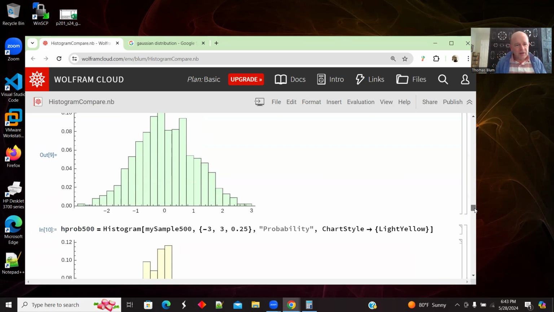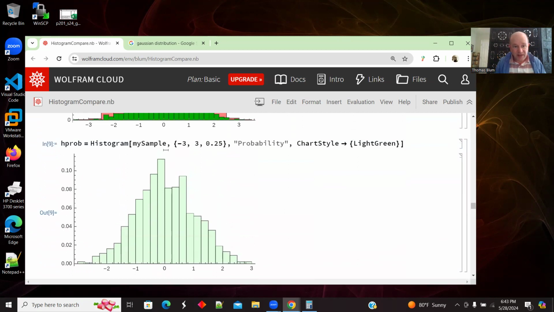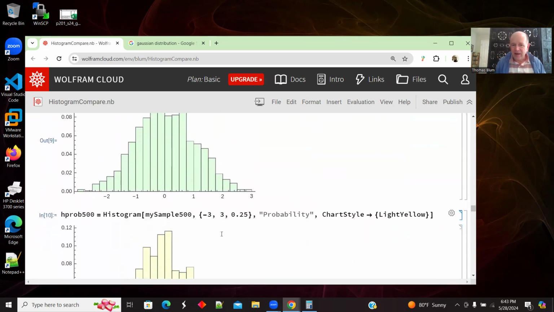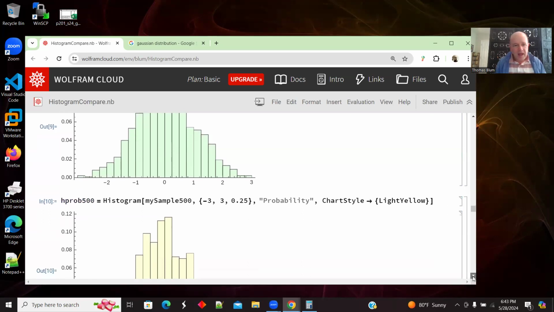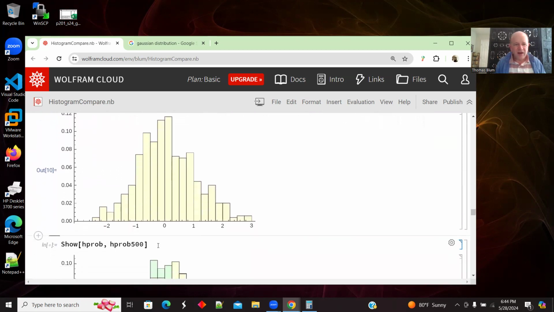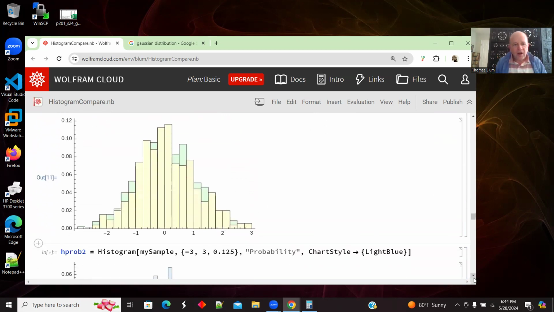So here is my green, which was my sample of 1,000. My yellow down here, same bin spec, same probability, but my smaller sample of 500. And now let's put them together. They are now sort of the same heights.